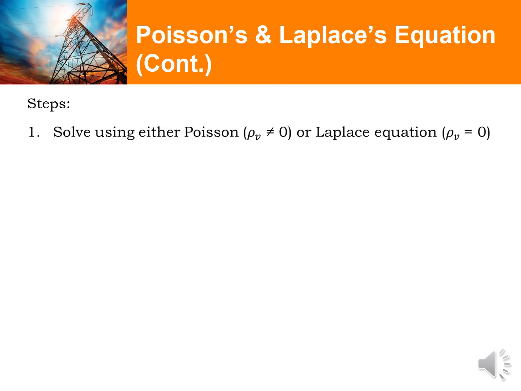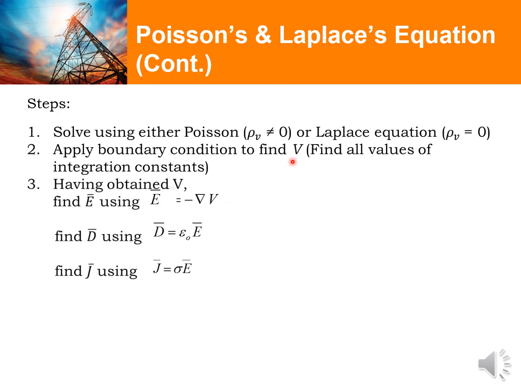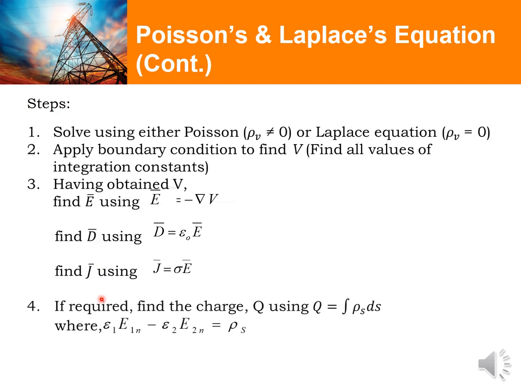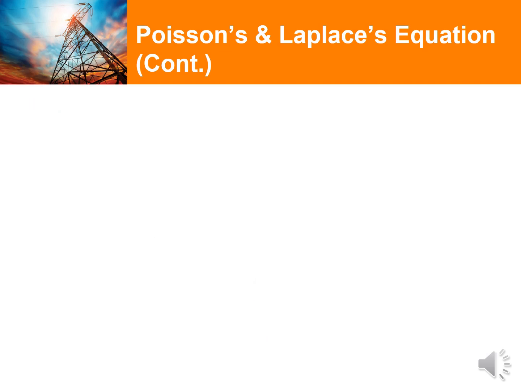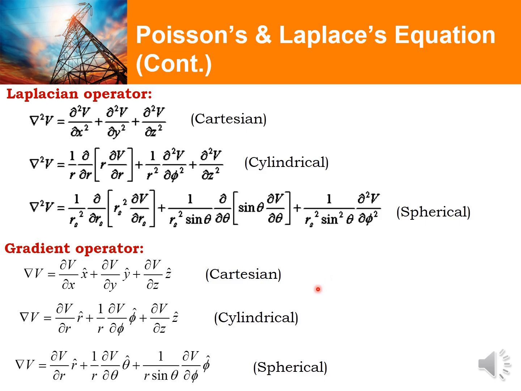The steps in uniqueness theorem are to first identify whether our problem requires the use of Poisson's or Laplace equation. Then we will attempt to find V using boundary conditions. From our V, we can obtain either E, D or J based on the given problem. Finally, we can also determine charge Q if needed. The Laplacian operator, when expanded based on different coordinate systems, is shown in front. In using Poisson's or Laplace equation, we may also use the gradient operator shown in front.